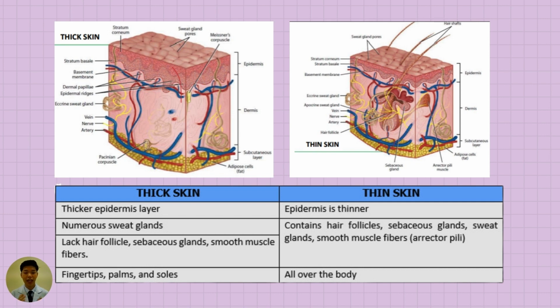Thick skin has thicker epidermis layer, numerous sweat gland, lack of hair follicle, sebaceous gland, smooth muscle fiber. The examples of thick skin are the fingertips, palms, and sole. And then for the thin skin, the epidermis is thinner, contains hair follicle, sebaceous gland, sweat gland, smooth muscle fiber such as erector pili, and it is distributed all over the body.